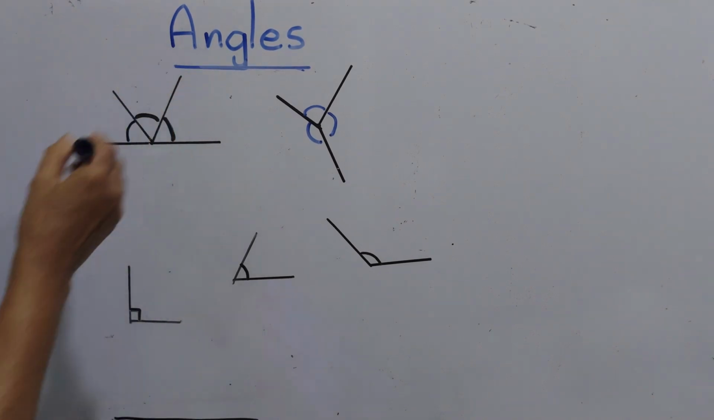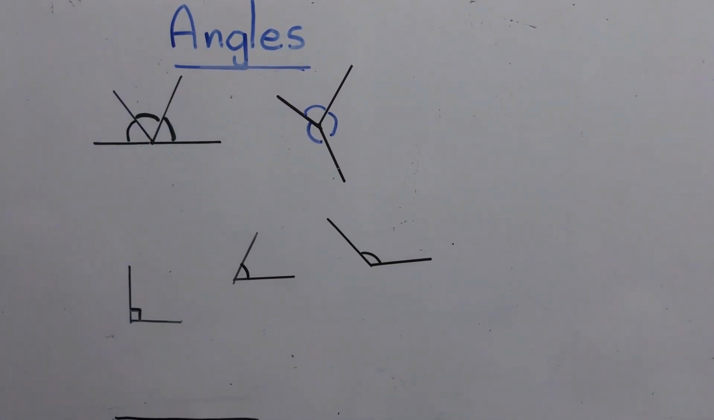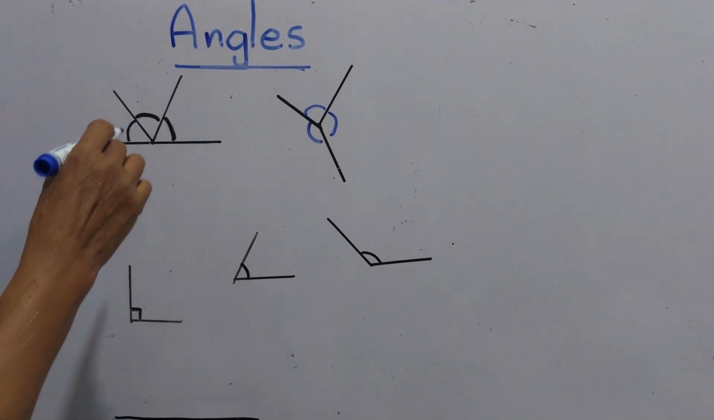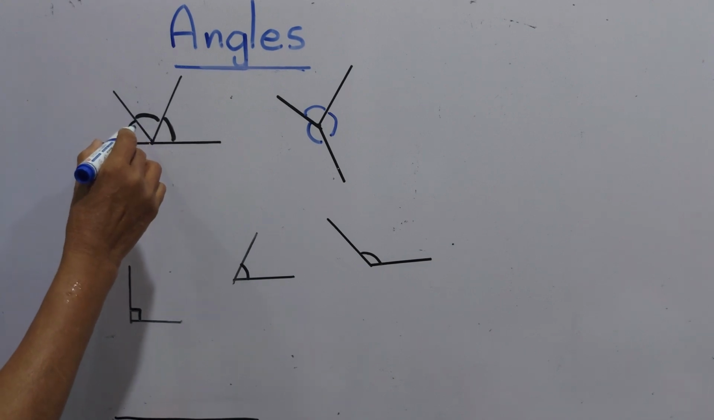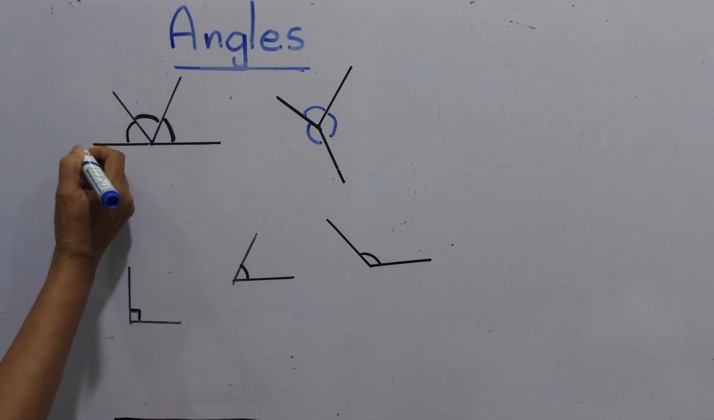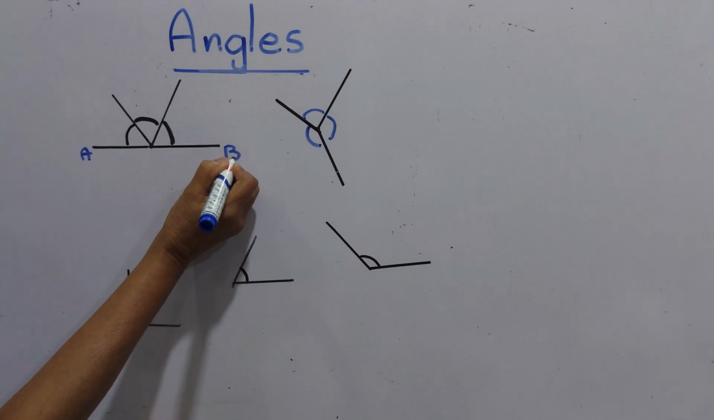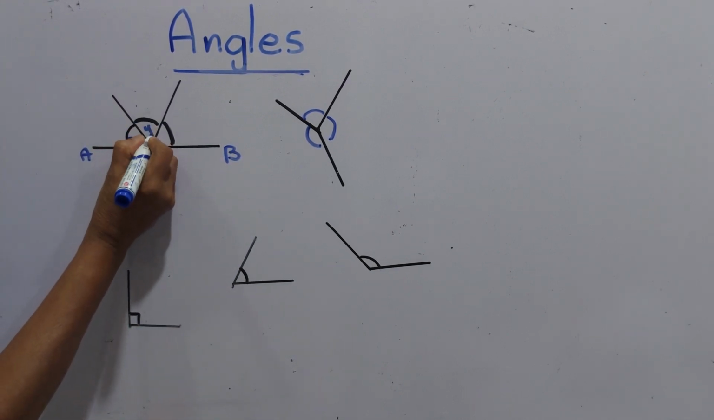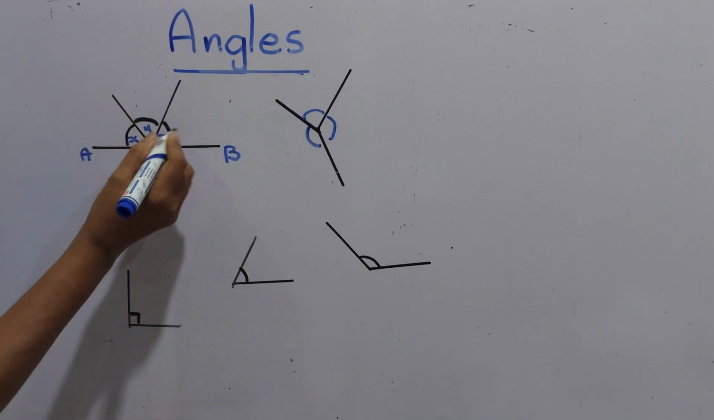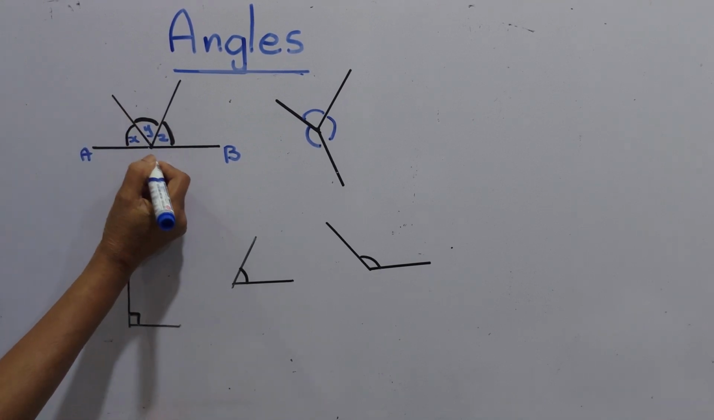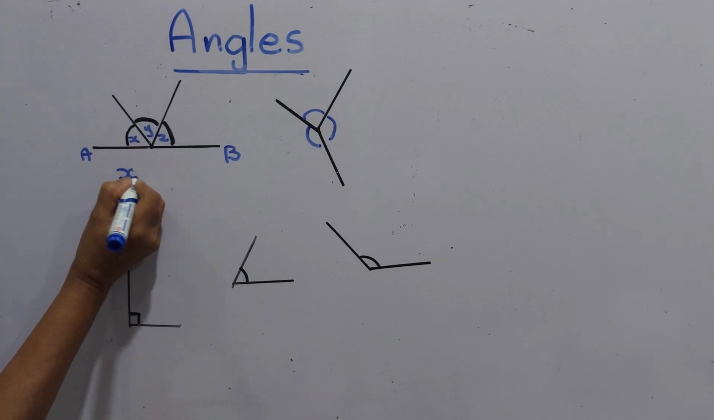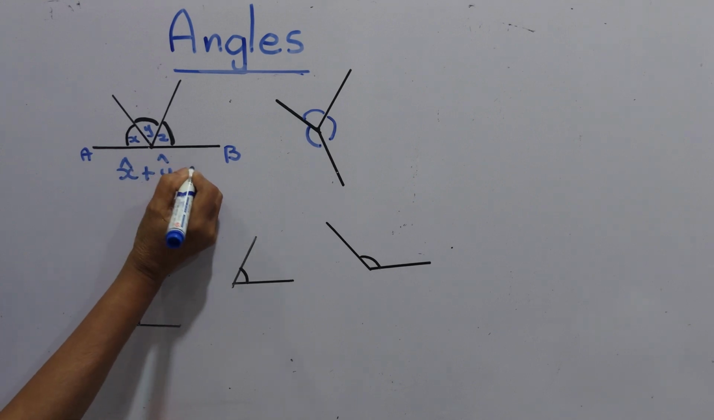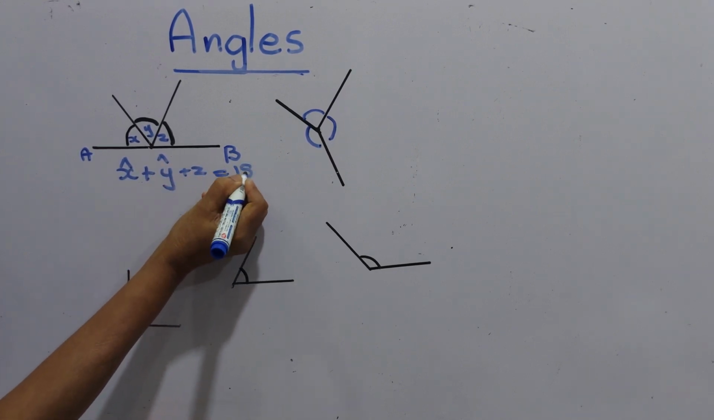Today we are going to learn about angles. Look at the first figure. There's a straight line here. Angles on a straight line. Here we'll name it as AB. On the AB straight line there are three angles, X, Y, Z. These three angles add up to 180. We'll write it as angle X plus angle Y plus angle Z equals 180 degrees.